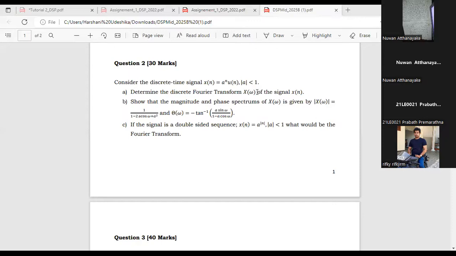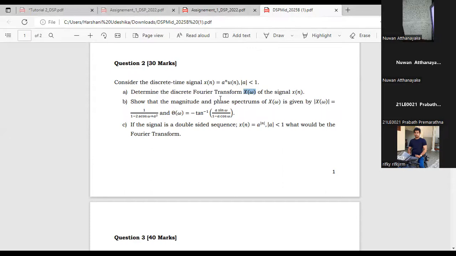And sometimes you may be asked to find the Fourier transform also, because in your exam and your assignments, you are asked to find the X omega. This is the discrete time Fourier transform. So you have to evaluate that integral. Please see that one also.